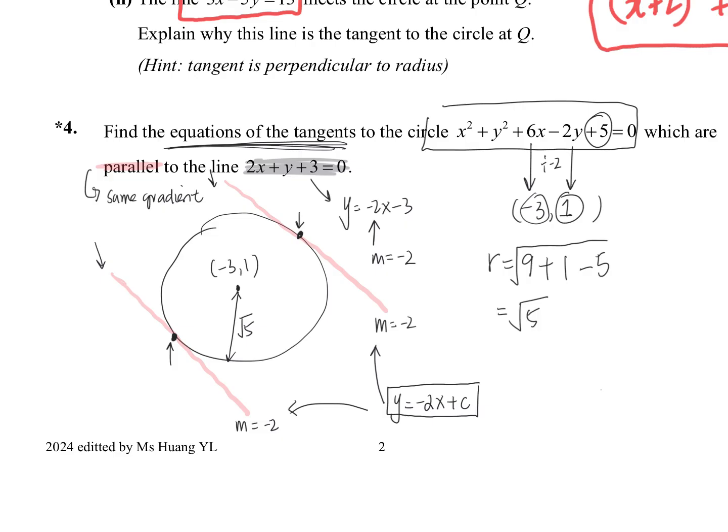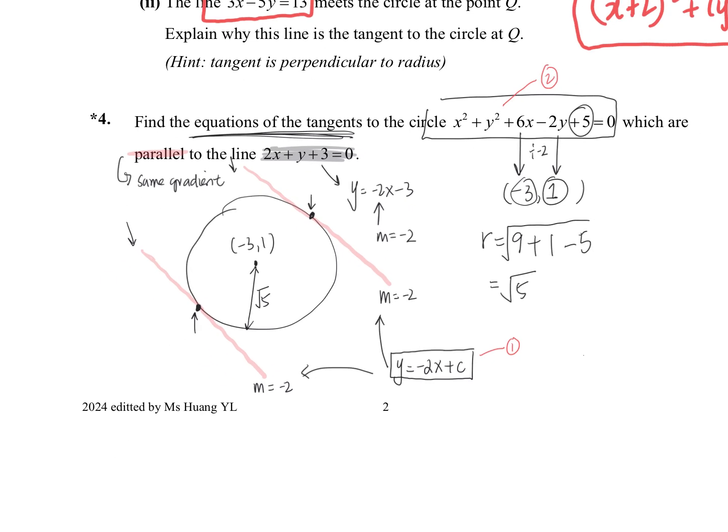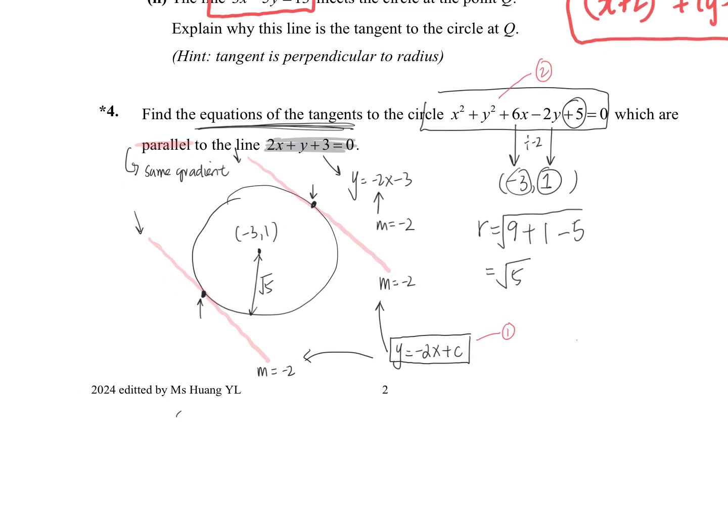Sub what to what? Sub y equals -2x plus c into the equation x squared plus y squared, so that I can find the possible x solution. First things first, I'm going to sub 1 into 2. So when I see y, I change to this. Then I go and expand.